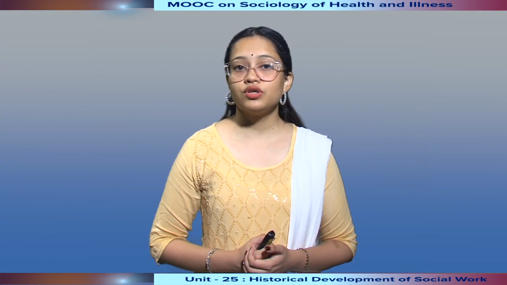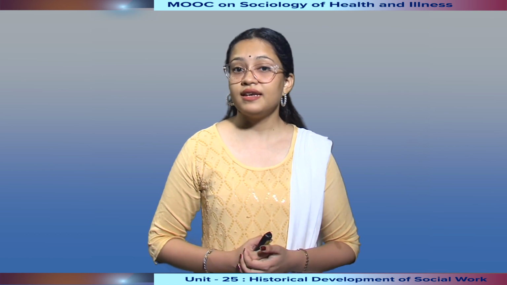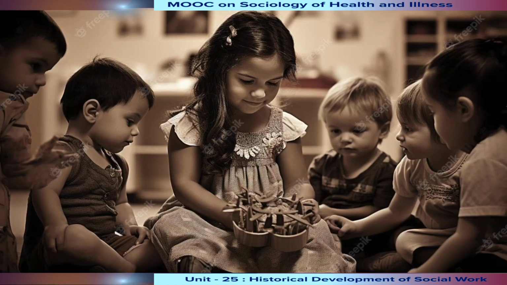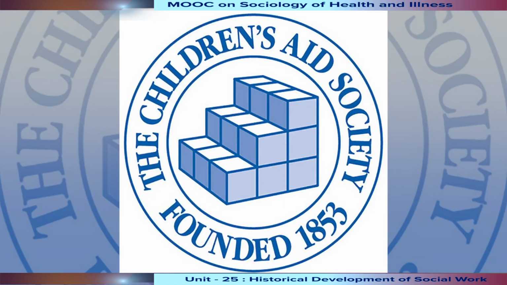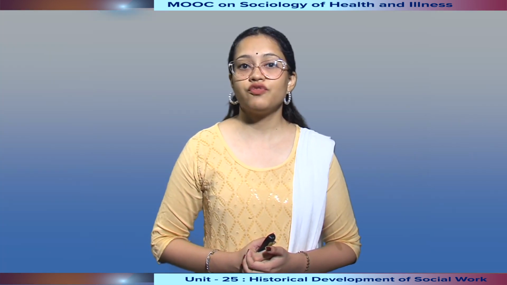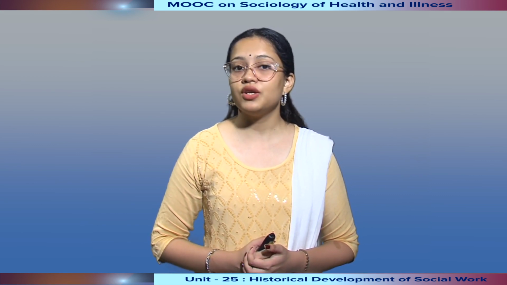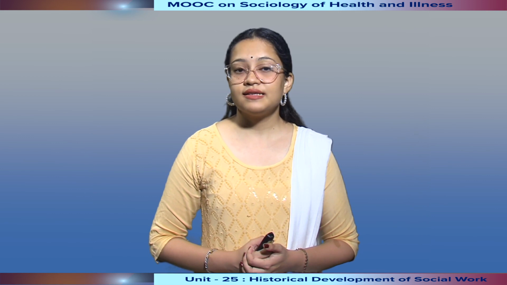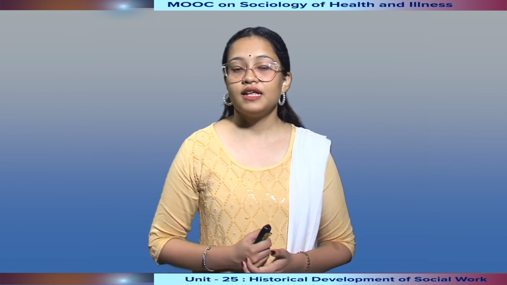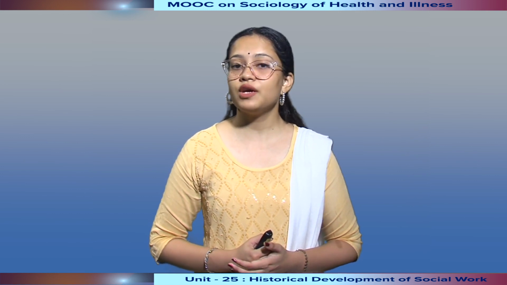The rapid growth of manufacturing industries aggravated the pathetic conditions of children. So, Children Aid Society 1853 and Society for Prevention of Cruelty to Children 1857 were started in New York City. This led to the formation of child welfare movement. The aim of the agencies was to rescue children from inadequate homes and from the streets.